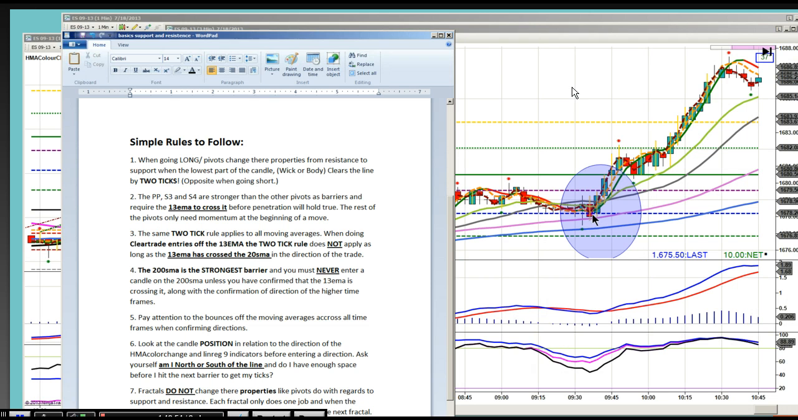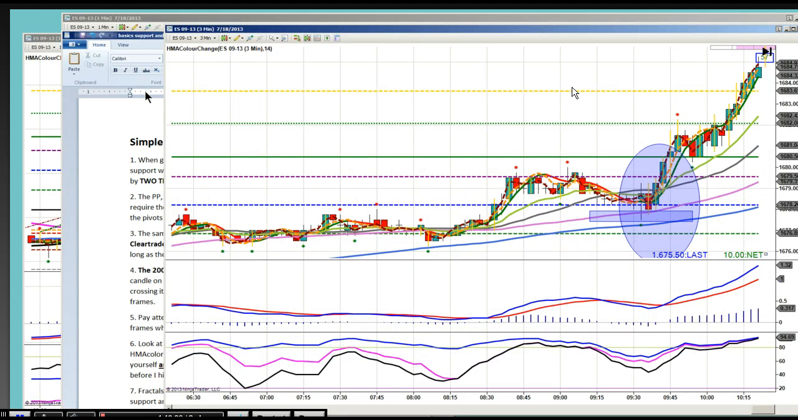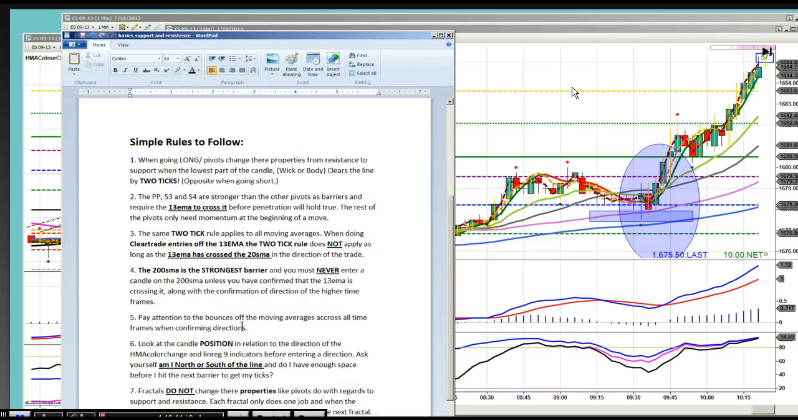The 2-tick rule also applies to all the moving averages. As you can see here, in the short, we never penetrated the 50 SMA to come short, so therefore the 50 SMA is actually support. So the 2-tick rule applies to the other moving averages as well, especially the 200, which is your strongest.